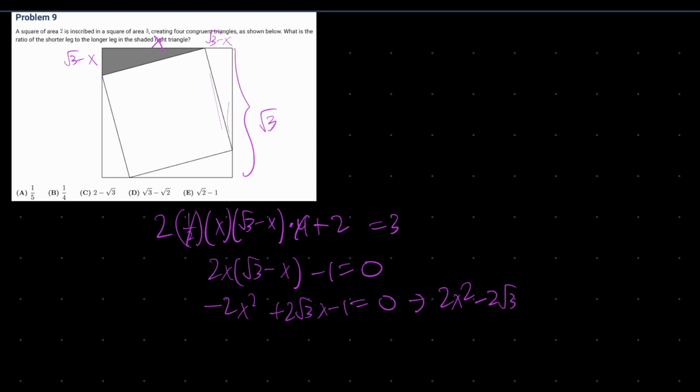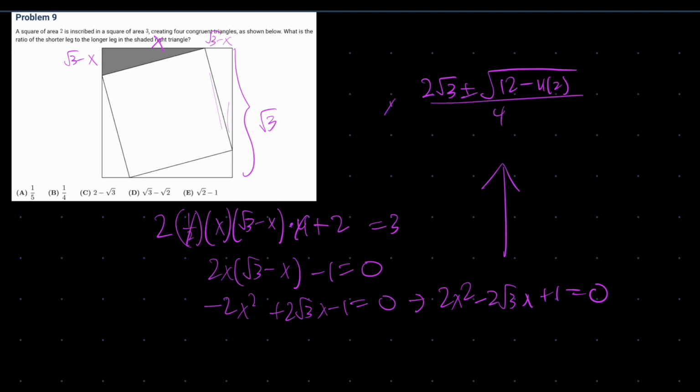I like working with the positive a term the most. And now we can just use the space up here for the quadratic formula to find x. This is negative b plus or minus the square root of negative 2 root 3 squared, which is 12, minus 4 times 2, over 4. This is 2 root 3 plus or minus 2 over 4, and we could divide out the 2. So this equals root 3 plus or minus 1 over 2.